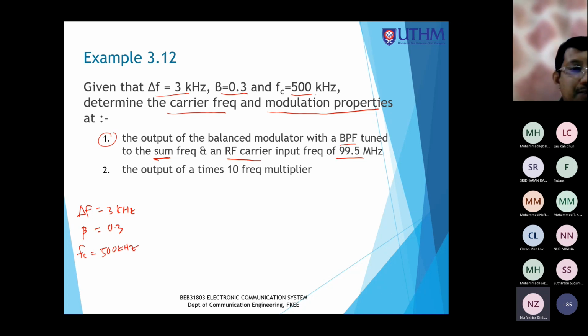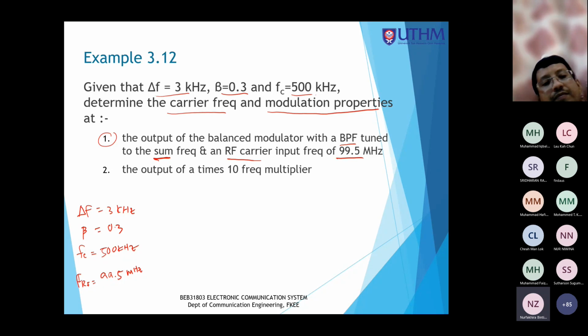RF is 99.5 mega. RF is equal to 99.5 mega. So from here, actually we can determine how much is FM, right?